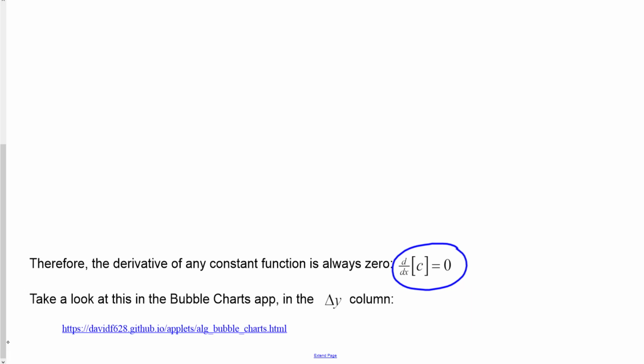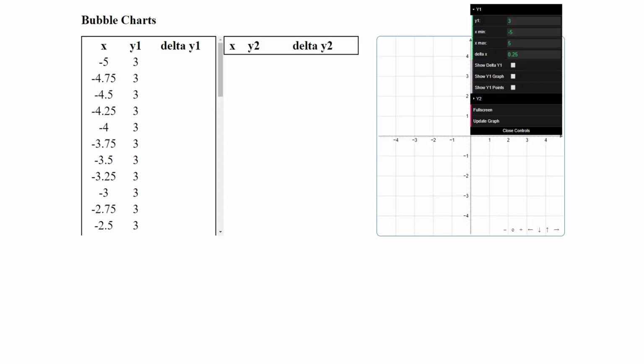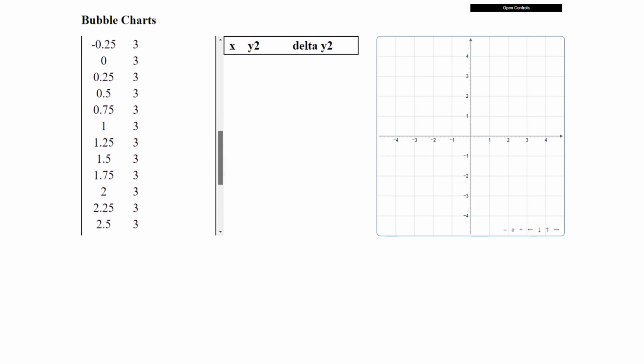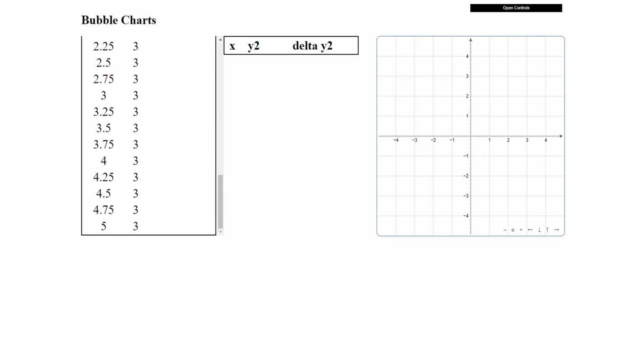So let's take a look at this in a couple different apps, starting with an app for bubble charts, and we'll see what happens. Okay, so here I have the function y1 equals 3. You can see that up here in this chart. All I've done is put in a constant function y equals 3. If we look at the bubble chart over here, for every single value of x, and I've set it to pick points every quarter of a unit, it takes a value of x, plugs it into the function, and gets the output value for y. But since this is a constant function, anything I put in for x gives the output value 3. So going from -5 all the way over to +5, every single output value of y is just 3.